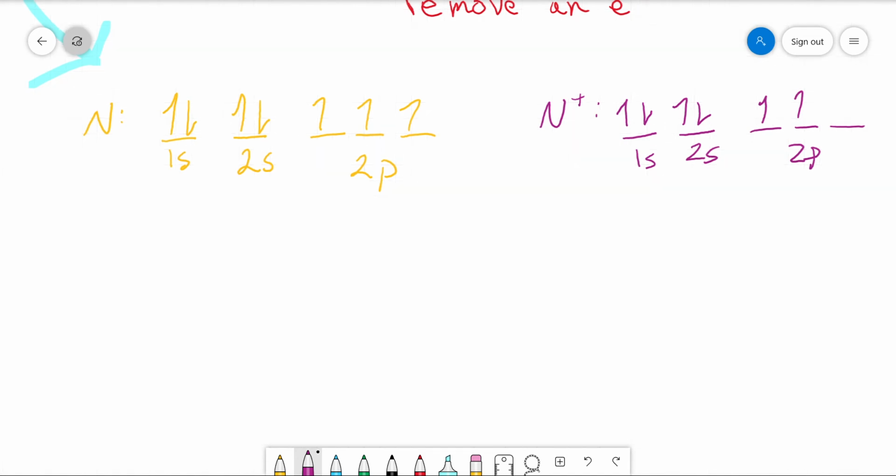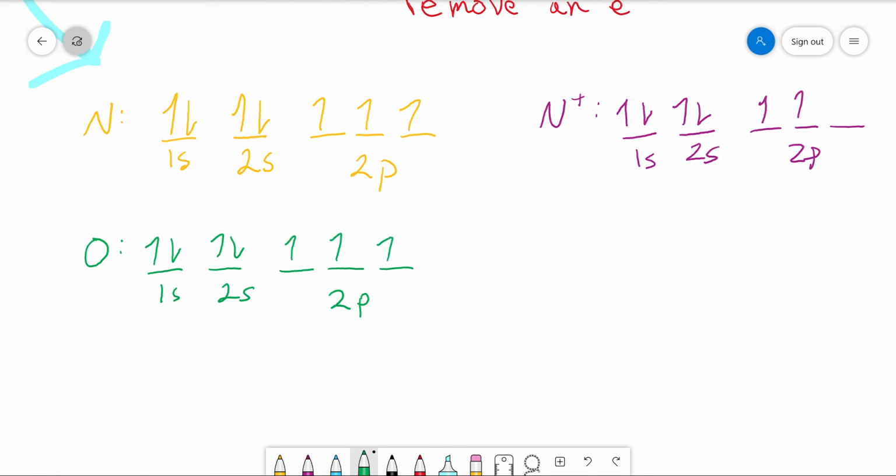Okay, and then for oxygen, do the same thing: 1s, 2s, 2p. And if I'm going too fast, you obviously know you can pause this and get caught up and write things down. Okay, so there's oxygen, and then O plus. Again, 1s, 2s, 2p, and just one less electron.